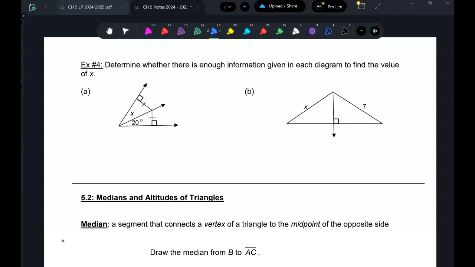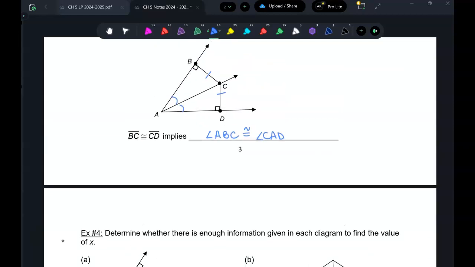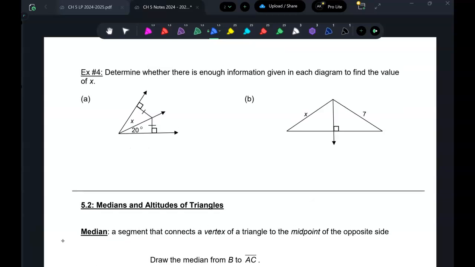Wait, can you go up? Oh, sure. Okay, got it. Good. Okay.